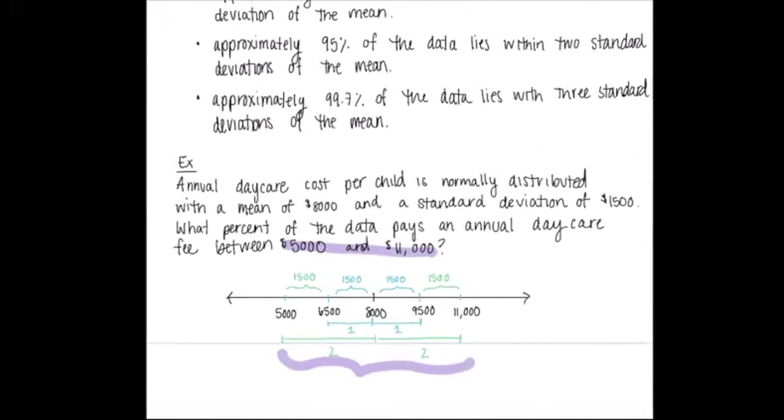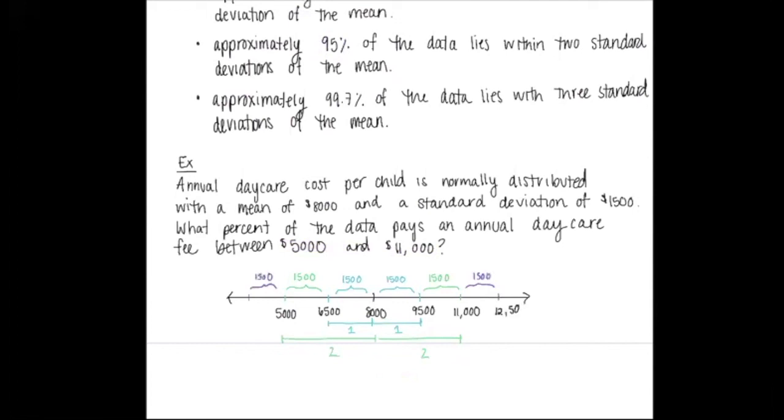How much of the data is going to be within these values? Is it the same 95%? 95% of people will pay between 5,000 and 11,000 for their childcare. You got it. If you go one more because you want to see those third standard deviations, you can, but we don't need to for this question.